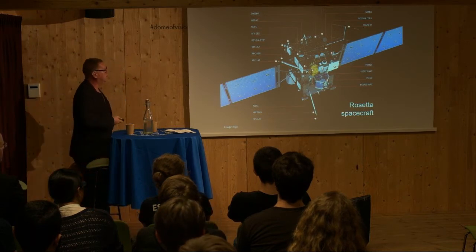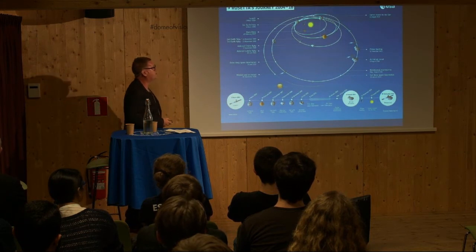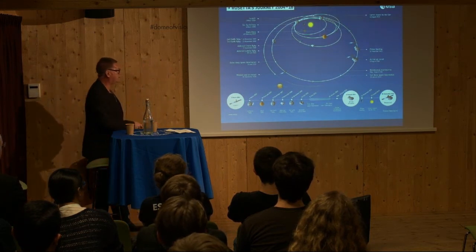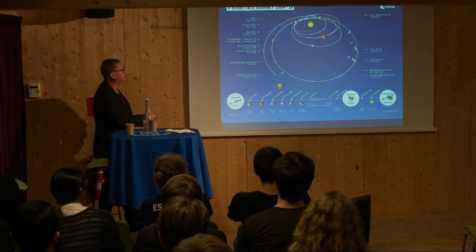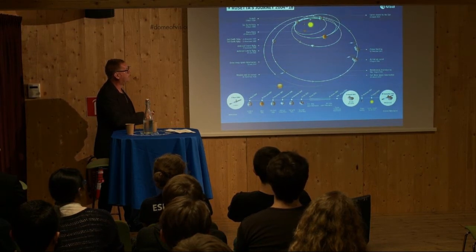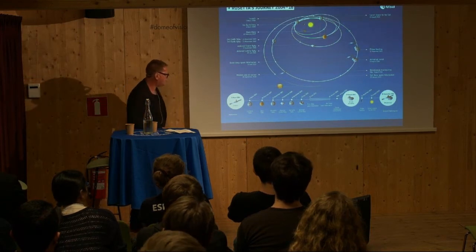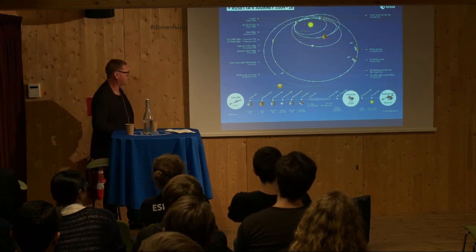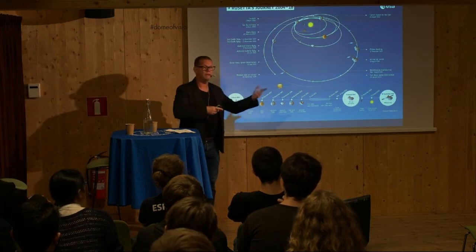Now, the journey of Rosetta towards the comet was quite a long one. It was launched in 2004, and then it made some very complicated maneuvers and went by a couple of the planets, both Mars and Earth, in a kind of cosmic pinball game.